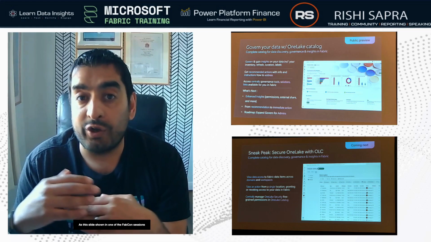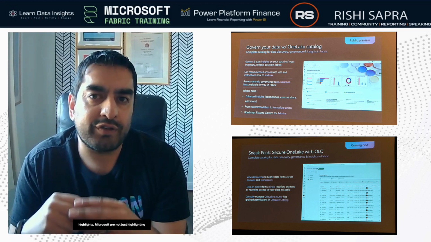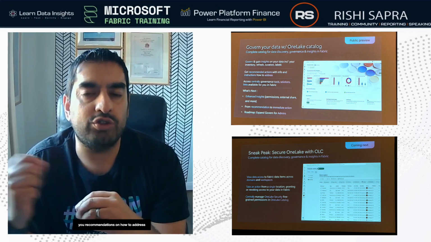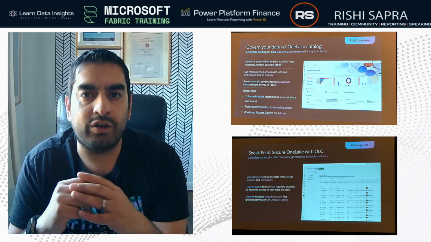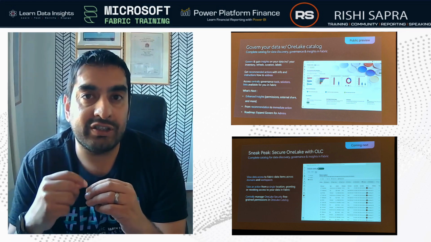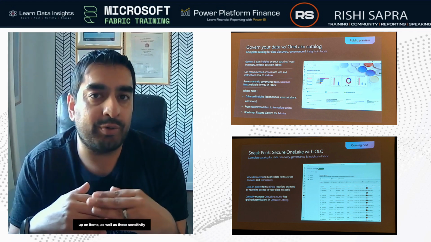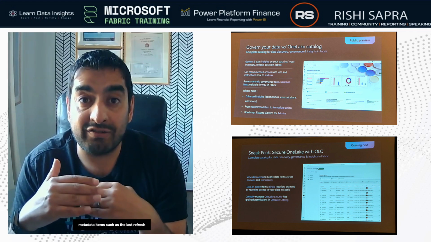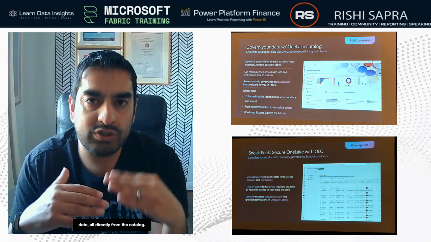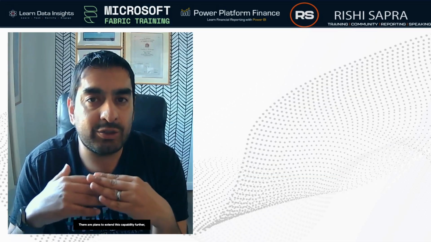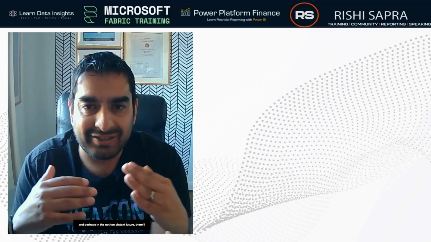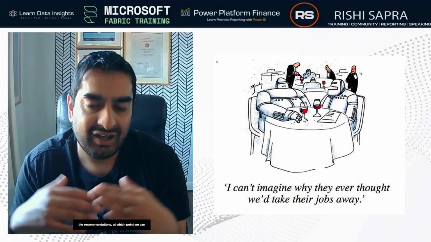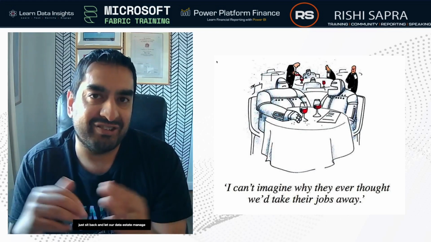As this slide, shown in one of the FabCon sessions, highlights, Microsoft have not just highlighted this information in Fabric, but also given you recommendations on how to address any issues. From OneLake Catalog, you'll be able to see and edit the OneSecurity row and column level rules that have been set up on items, as well as these sensitivity labels, endorsements, and other useful metadata items, such as the last refresh date, all directly from the catalog. There are plans to extend this capability further, and perhaps in the not too distant future, there'll be AI agents to automatically implement the recommendations, at which point we can just sit back and let our data estate manage itself.